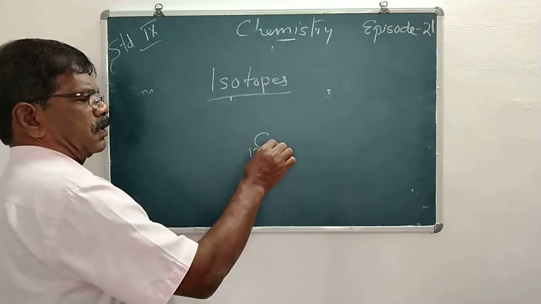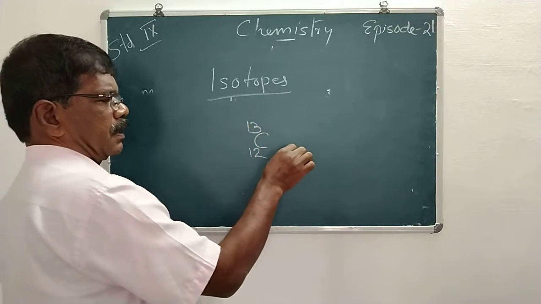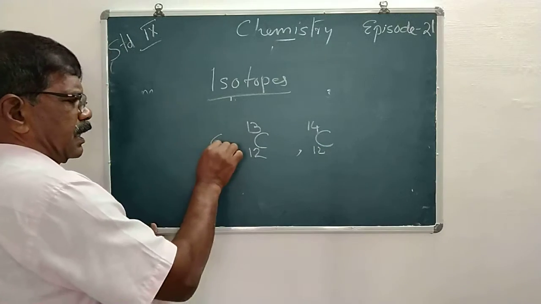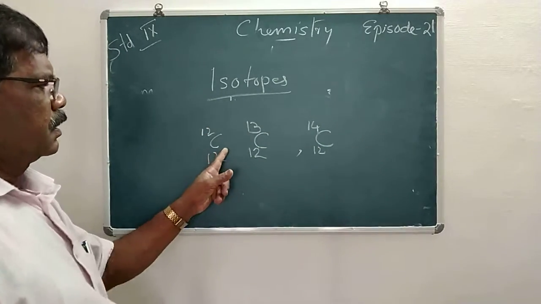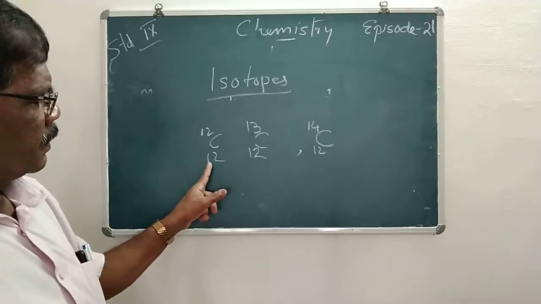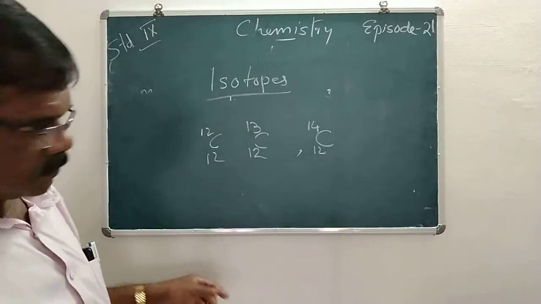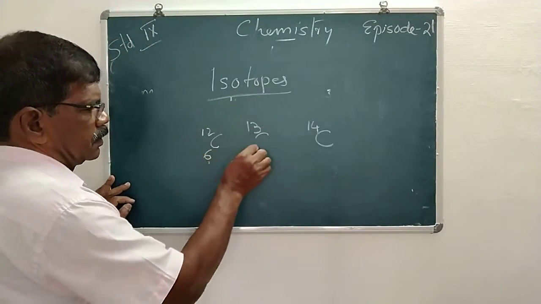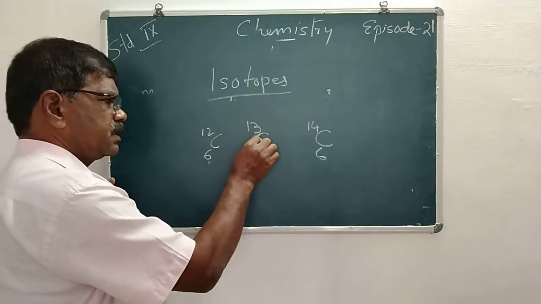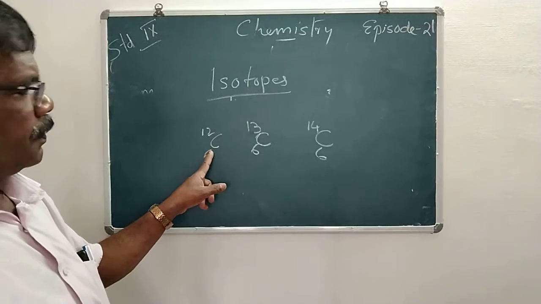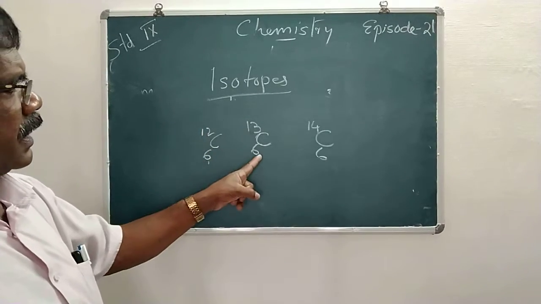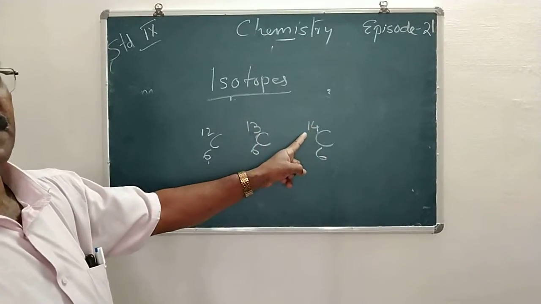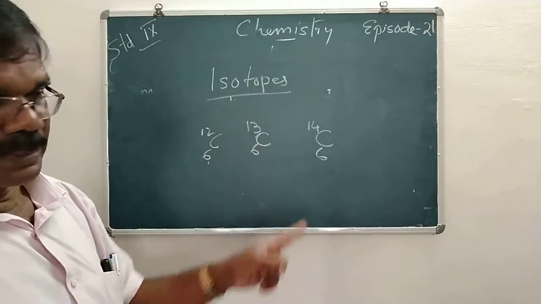Carbon 12, carbon 13, carbon 14. These are the three isotopes of carbon. Their atomic number remains the same. The atomic number of carbon is 6. In the first isotope, there are 6 protons and 6 neutrons. In the second, there are 6 protons and 7 neutrons. In the third, there are 6 protons and 8 neutrons. Their atomic number remains the same, the mass number differs.